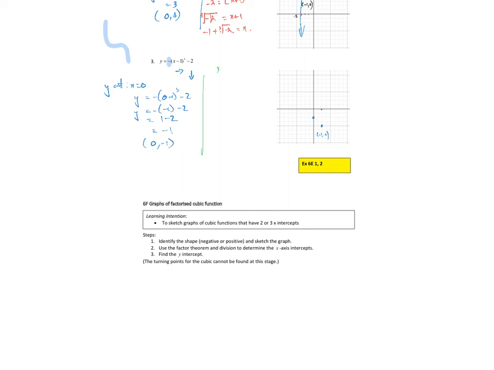And let's go with my x-intercept. I put y equal to 0. That's a very familiar statement, isn't it? So 0 is equal to -x minus 1 all cubed minus 2. I might take that whole x minus 1 term to the left-hand side. Again, we'll get a cube root, so x minus 1 is equal to the cube root of -2. So x is equal to 1 plus the cube root of -2. So it's going to be 1 minus a little bit.